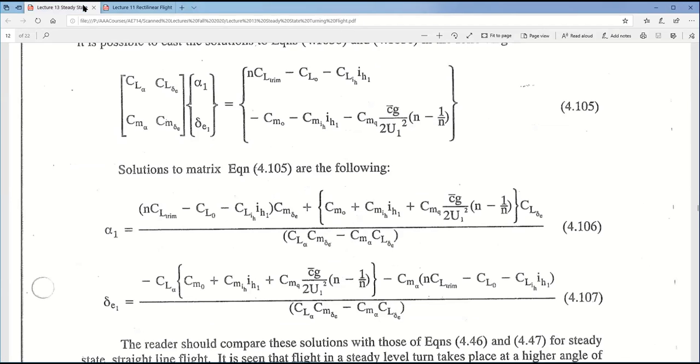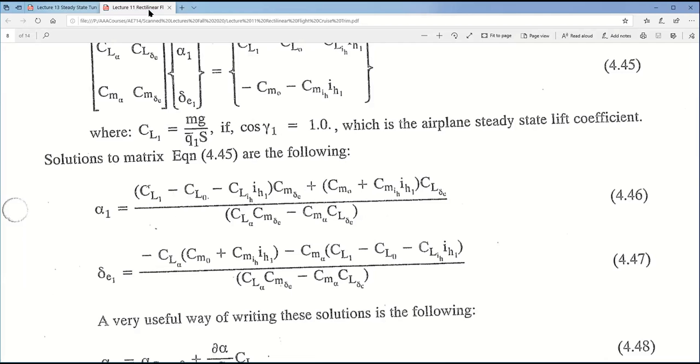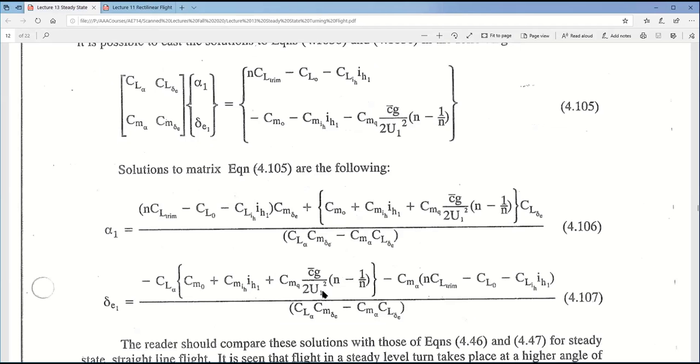Where are we? So here, and that's got load factor in it, right? So this is for rectilinear flight, load factor of 1. So what happens if we say load factor is 1 here? You get 1 minus 1 over 1. So that term's gone, and so you spotted one of the terms.